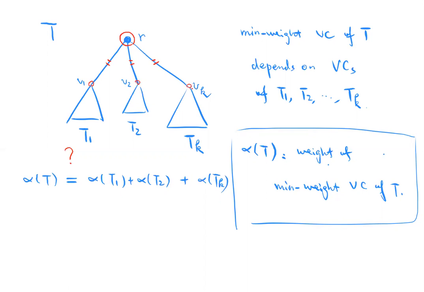If all these subtrees use their root, then we don't need this one. If some of them do not use their root, then we have to use R. So here, whether this equality is this one or should be plus the weight of R, it's not clear. So actually, we were not able to get a recurrence relation for alpha t in this way.